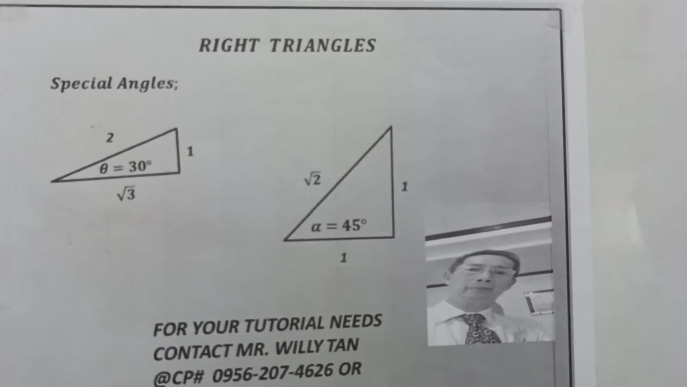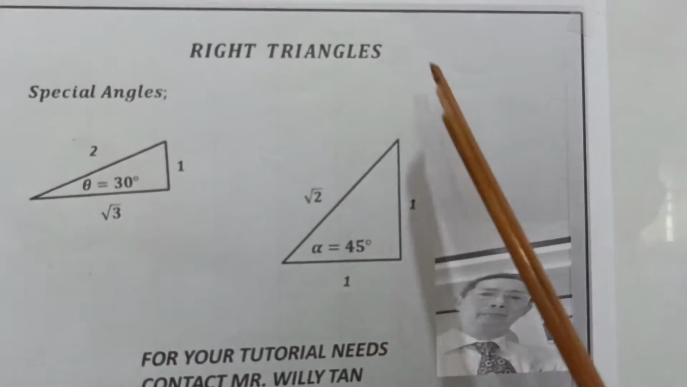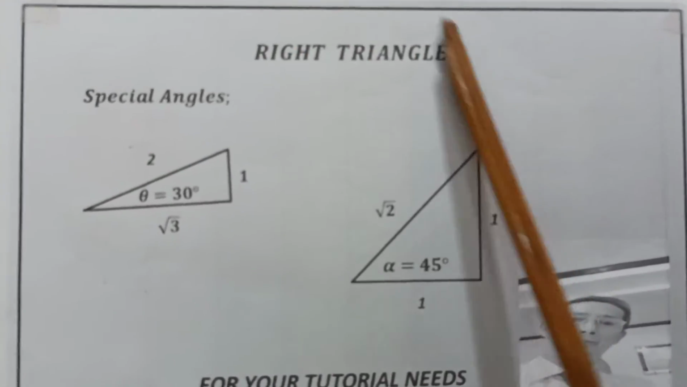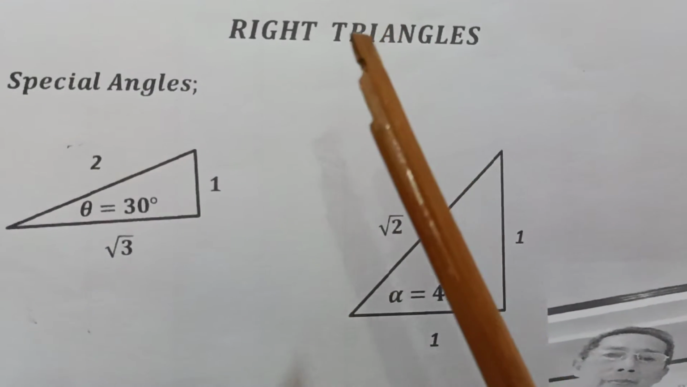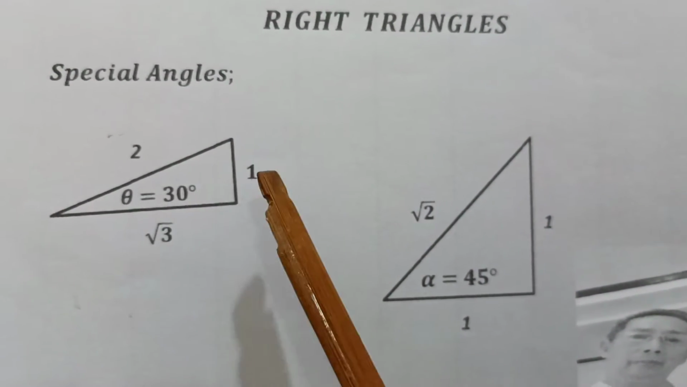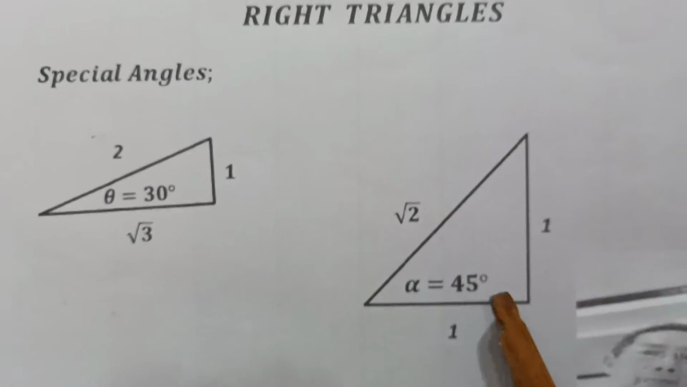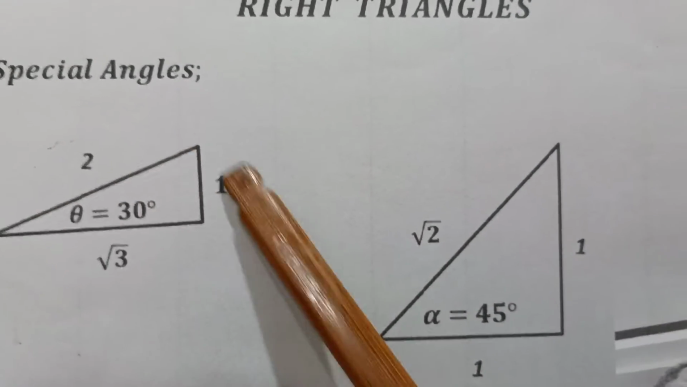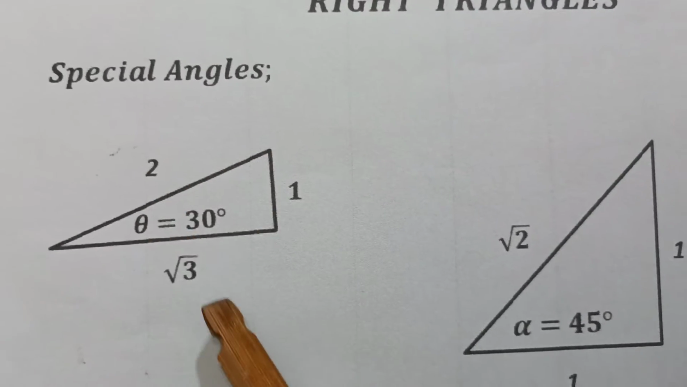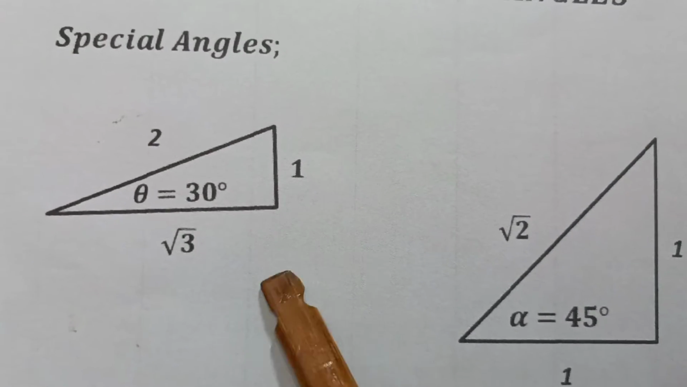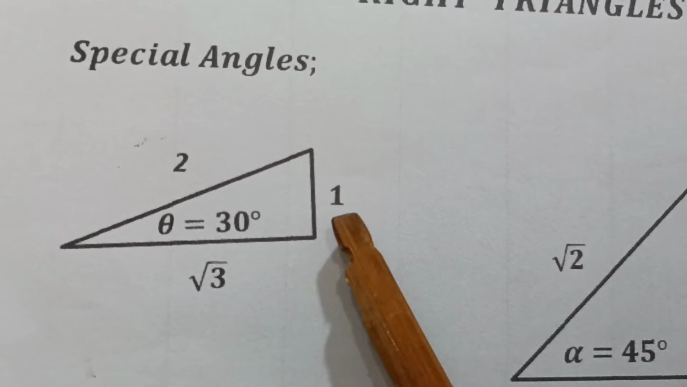We now have a very interesting topic on trigonometry, and we're going to discuss right triangles and the six trigonometric functions of the two special triangles, that is the 30-60-90 degree triangle, and also the 45-degree triangle. These two are special because we can easily find the exact values of the six trigonometric functions. For the 30-60 degree triangle, the sine of that is 1/2.